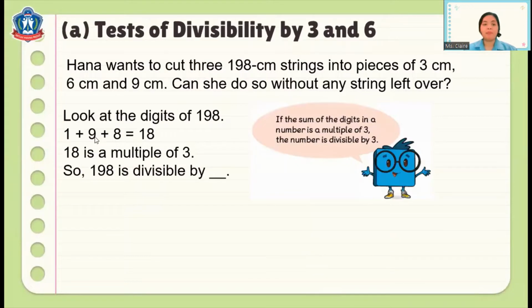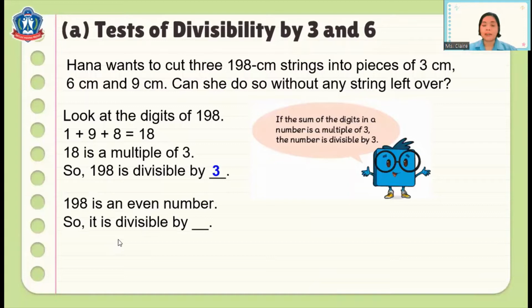Let's start. Look at the digits of 198: 1 plus 9 plus 8 is 18. 18 is a multiple of 3, so 198 is divisible by 3. So children, to find a number that is divisible by 3, find the sum of the digits. If that is divisible by 3, automatically the whole number is divisible by 3.